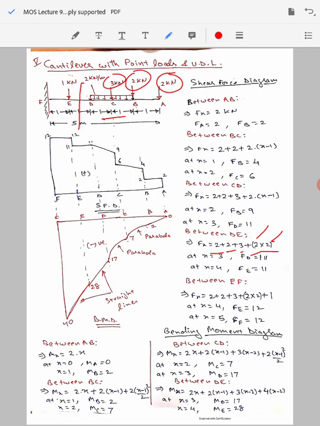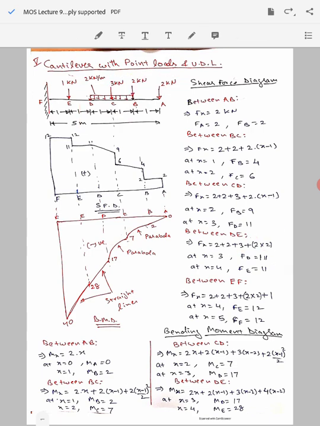Now here we can calculate it for both the extreme ends, that is from point D and point E. This equation is not dependent on x. This is going to give us the same value, FD and FE both equal to 11, using this equation.